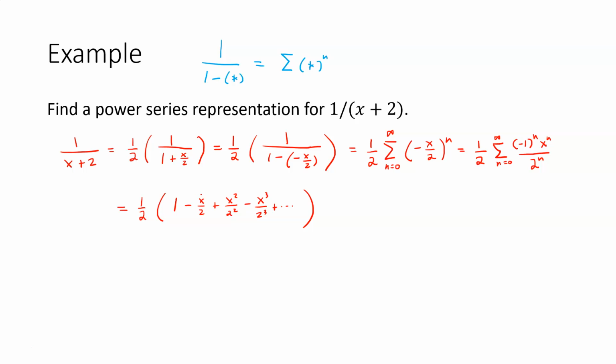So if I'm multiplying each term by 1/2, then we're going to increase the power of 2 by 1. So it'll be 1/2 minus x over 2 squared plus x squared over 2 cubed minus x cubed over 2 to the 4th, and so on. So you see we just increased the power of 2 by 1. So we can write it as the series of -1 to the n, x to the n, over 2 to the n plus 1.